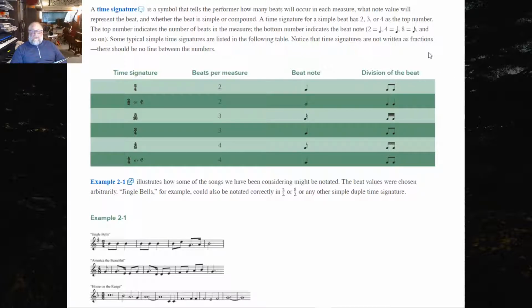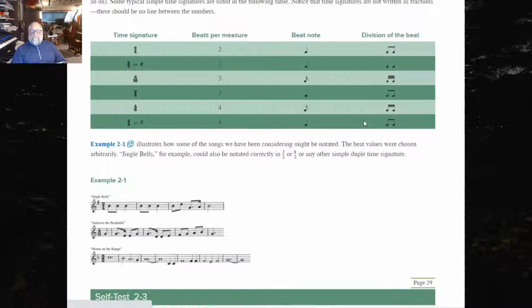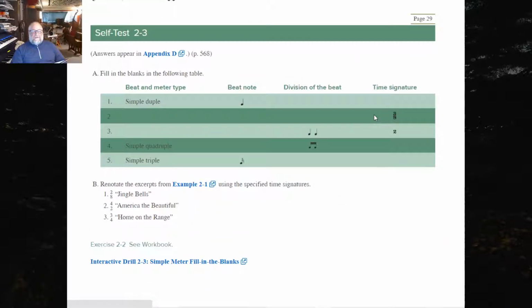Hopefully right now you're looking at the text from Connect, and I'm on the Simple Time Signatures page. We're going to work through a few time signatures and talk about this beat note and division of the beat stuff for simple time. So what I thought we'd do is look at the self-test 2-3 here and fill in these spaces. The self-test examples are really nice because you can check your answers in the back in Appendix D.